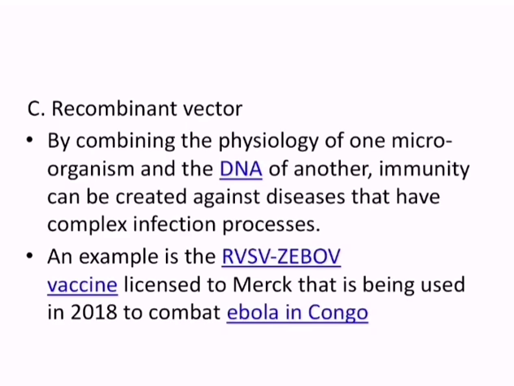When we have a recombinant vector, by combining the physiology of one microorganism and the DNA of another, immunity can be created against diseases that have complex infection processes. When we have a combination of the physiology of one microorganism and DNA بتاع microorganism تاني، فهنا immunity created against diseases that have complex infection processes. Example is the rVSV-ZEBOV vaccine licensed to Merck pharmaceutical company, used in 2018 to combat Ebola in Congo.